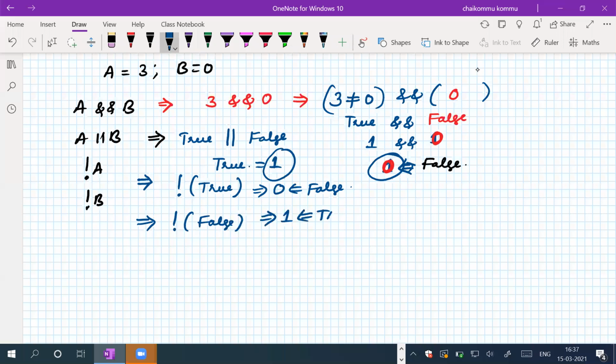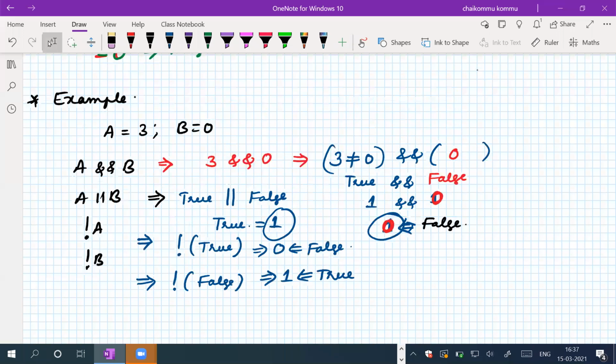So the logical operation means we have to perform the logical operation between the things. That means we should know the logical operation between the AND operation, OR operation, and NOT operation. Only 3 logical operators are there: logical AND, logical OR, logical NOT. That's all. Okay. Next, let us go for another one.